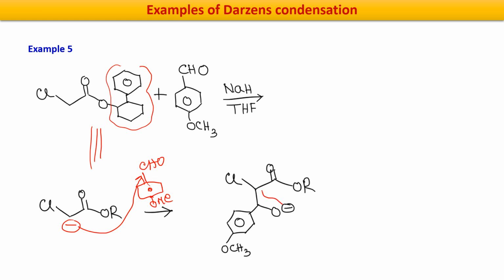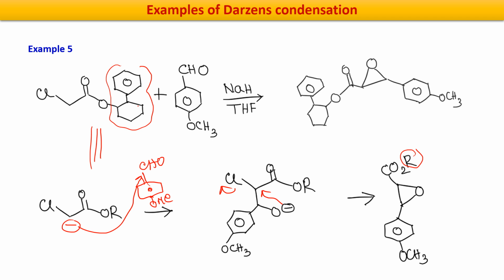Now this negative charge will attack, and Cl will be removed. So we are finally getting the epoxide ring. Now we will get back to our R group, which is this one: a benzene ring, and another one is cyclohexane. So this is the R group. Otherwise these two are the same, right?